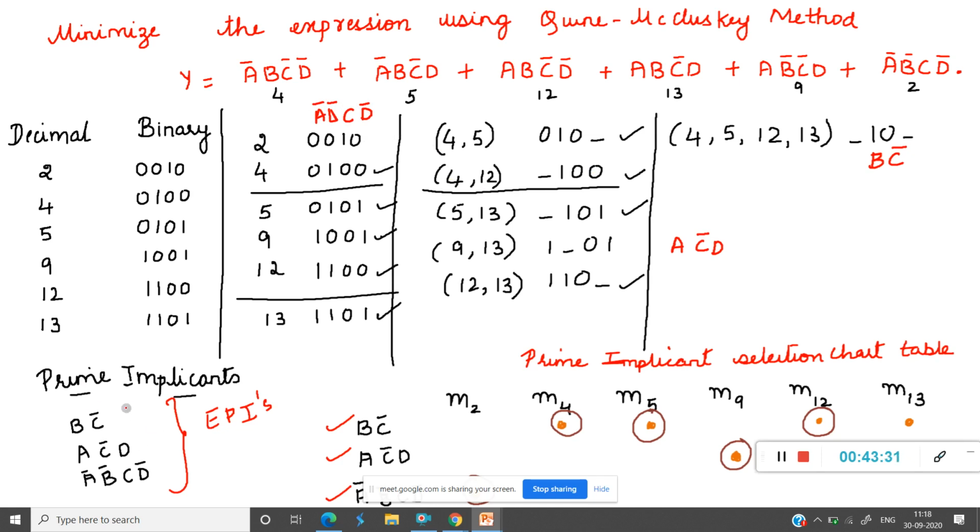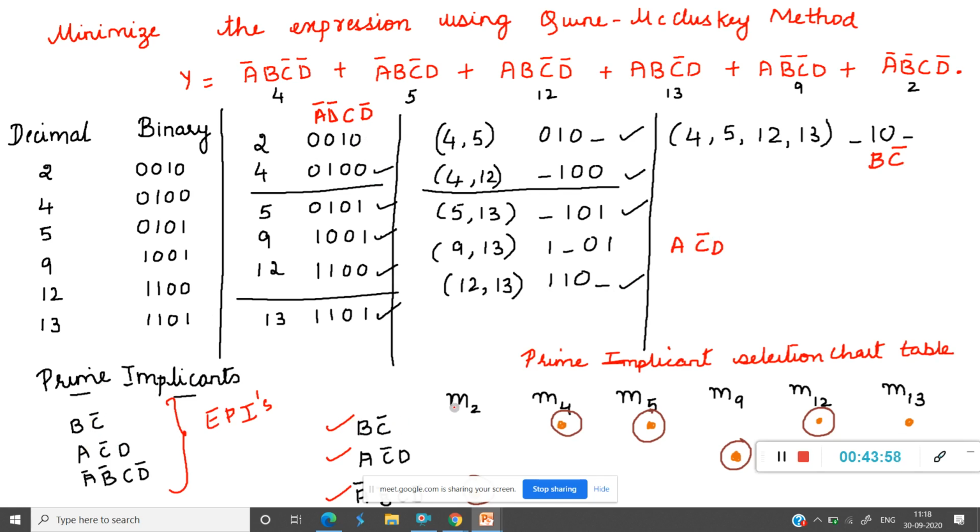Prime implicants are these, I have listed here. BC bar, that one I have written here. Next, AC bar D, that I have written here. Next, 2 is unticked, so that is also a prime implicant. So we have 3 prime implicants here. Out of this, how do we find the EPIs, essential prime implicants?